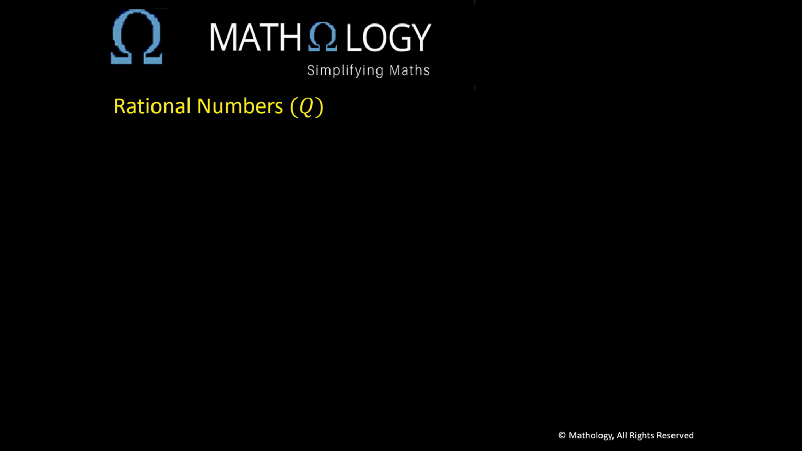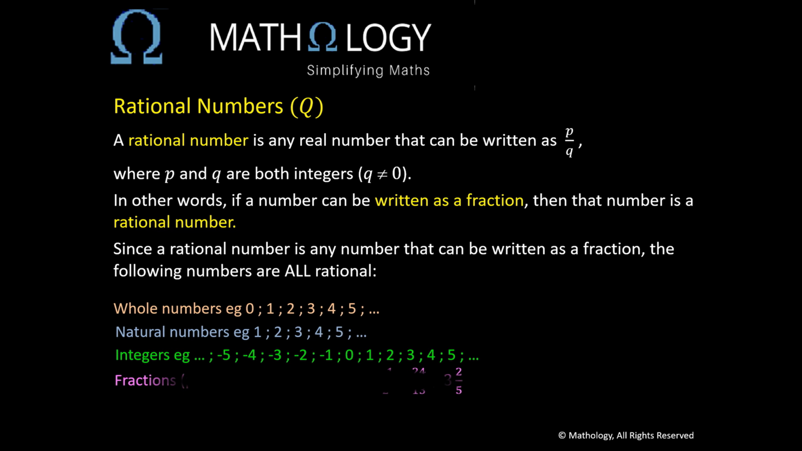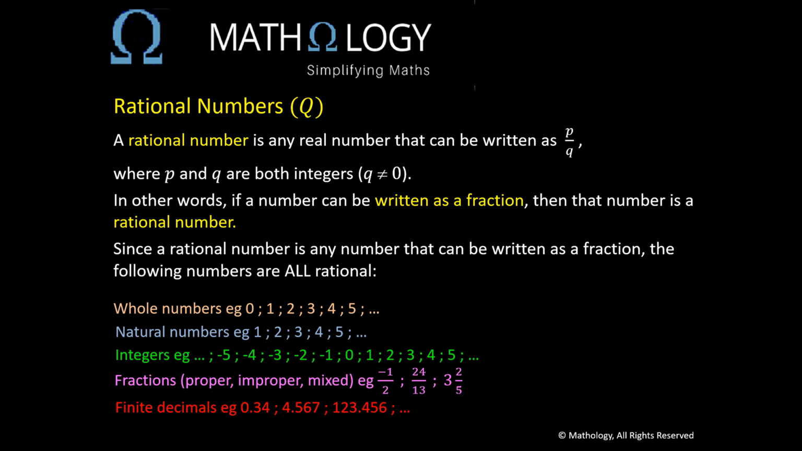A rational number is any real number that can be expressed as a fraction, say p over q, where both p and q are integers, and q does not equal 0. The set of rational numbers therefore consists of all integers and fractions. Since a rational number is any number that can be written as a fraction, the following numbers are all rational: whole numbers, natural numbers, integers, all fractions, finite decimals, and recurring decimals.